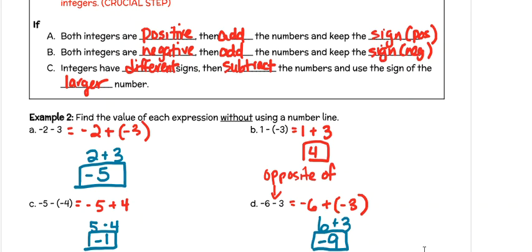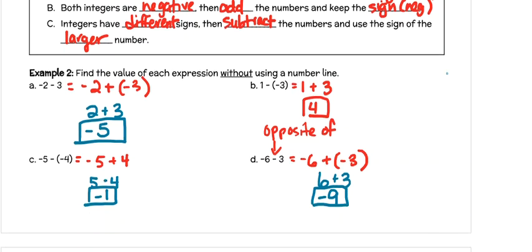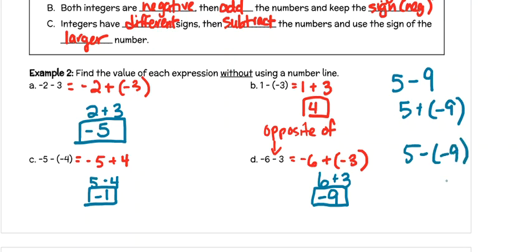It's practice. When you have something like 5 minus 9, this is saying the opposite of positive 9, so it's going to be 5 plus negative 9. When you have something like 5 minus negative 9, this is saying the opposite of negative 9. That means it's going to be 5 plus, and the opposite of negative 9 is 9, so 5 plus 9. That's how you really want to think about it, and the more you do it, the easier it gets.